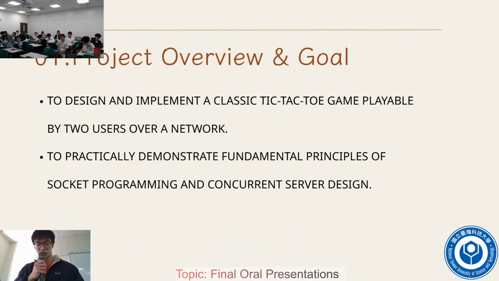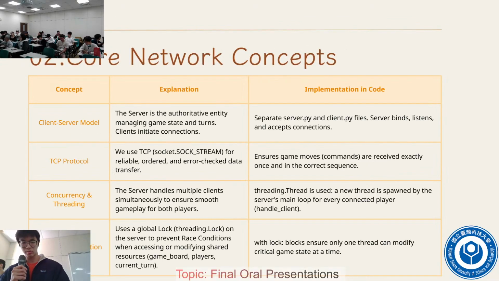Our main goal was to build a stable network game, and we use a client-server model. The server controls the game state. The client shows the game to the player. There are three key concepts: TCP, threading, and locks. First, we use TCP because it is reliable. We must make sure every move is correct. Second, we use threading to handle two players at the same time. Third, we use locks. This stops two players from changing the board at the same exact time.